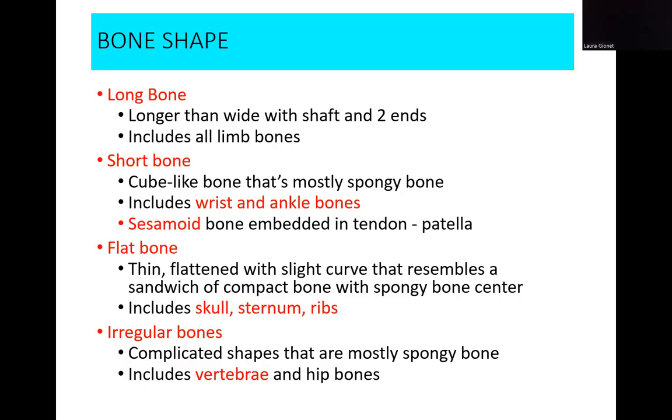All right, then we have irregular bones. These are complicated shapes that are mostly spongy bone. The vertebral column, all the vertebrae of your spine, are all individually shaped. They follow general similarities from region to region, like cervical vertebra, thoracic vertebra, and lumbar vertebra, but they're actually all unique. And you have three bones on each side of your pelvis.